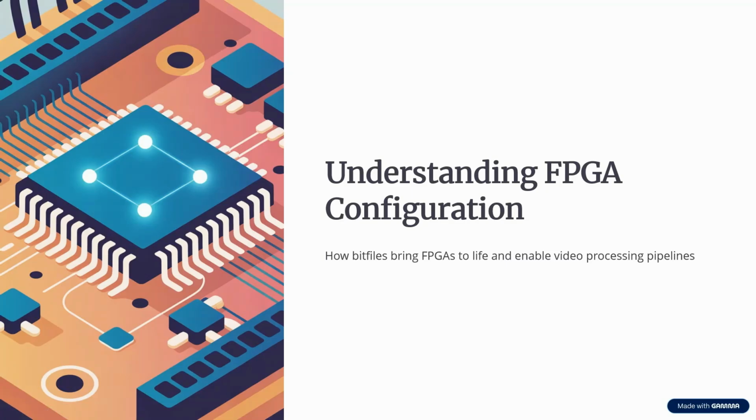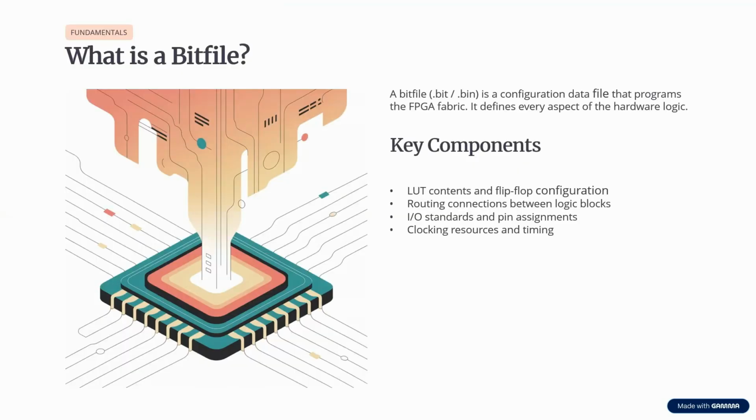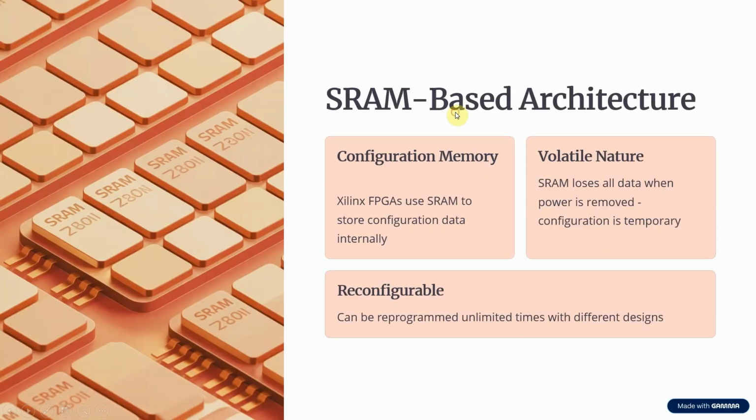Whatever Verilog code we write, or whatever VHDL code we write, is going to be converted into a file known as a bit file. Okay, so what is a bit file? A bit file extension is normally .bit or .bin, and it's a configuration data file that is going to program our FPGA fabric.